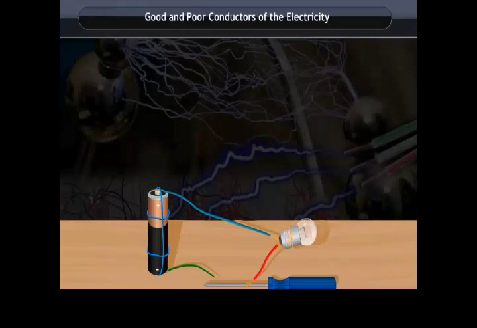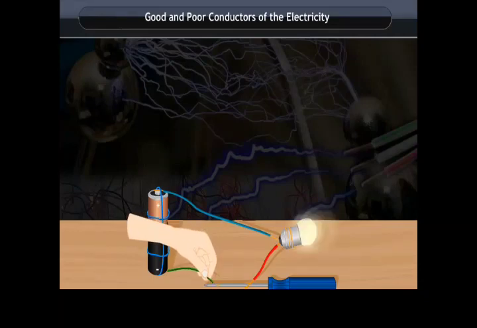Connect free ends of the tester with each other only for a second or two, and if the bulb glows, the tester works perfectly. Remember, if it is done for a long time, the battery will vanish quickly.